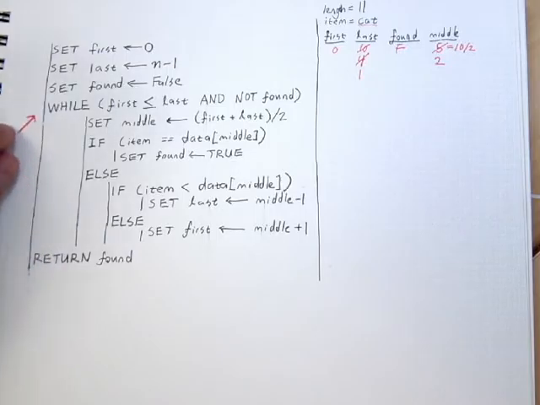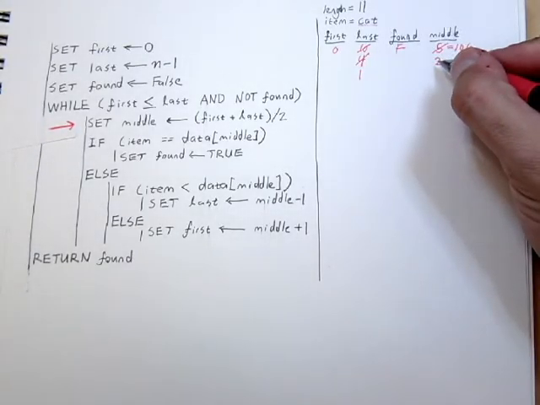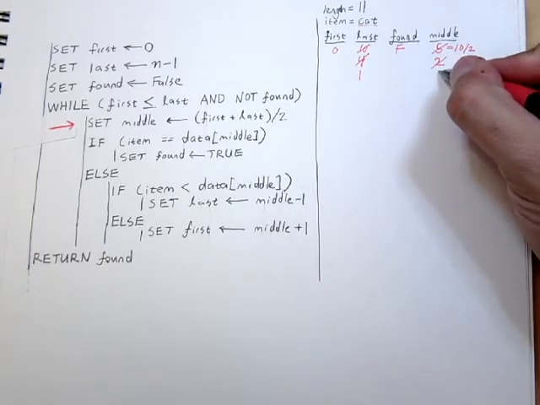So last is set to middle minus 1. And then we go out of that selection statement and we go back up to the loop. Is first less than last? It is. And have we found it? No. So what we do is we take middle and we set it equal to first plus last divided by 2. So last is 1, so middle should be 1/2.